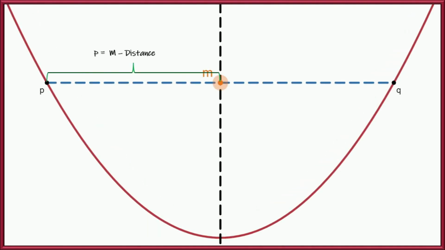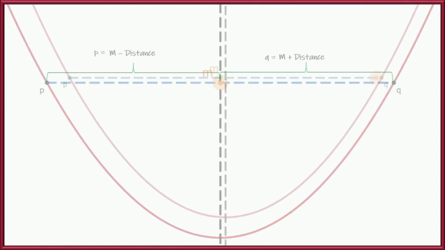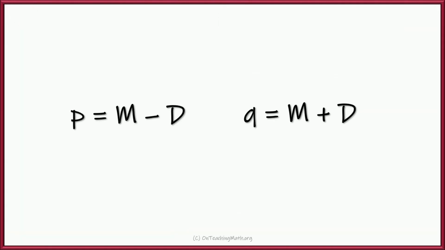So the distance from M to P, the way you'd find that is if you started with M and you subtracted the distance, you'd end up at P. And the same exact distance going in the other direction would give you Q. So if you started at M and added that distance, you would end up at Q. That's where this formula comes from. So what I'm going to show you is how to find the values of M and D, plug them in, boom, and you're done.